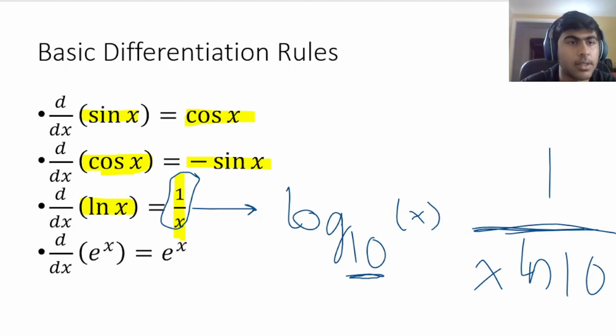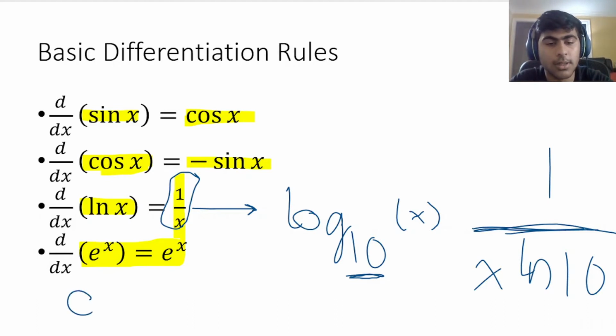And the last rule is probably the one we all like the most, since it doesn't require any work at all. You get a function, you take the derivative of it, and it's the same function. The derivative of e to the x is e to the x. And similar to how the natural log of x works with different bases, it's going to be similar here.